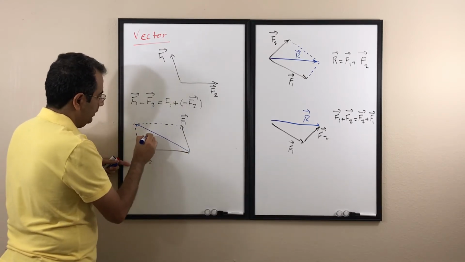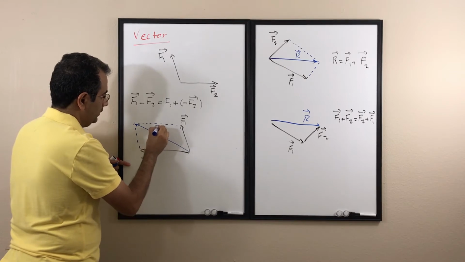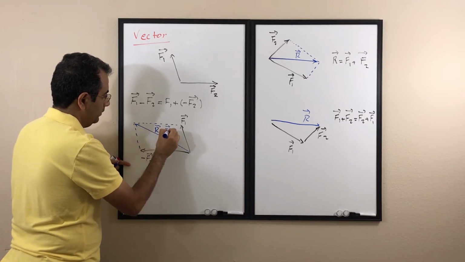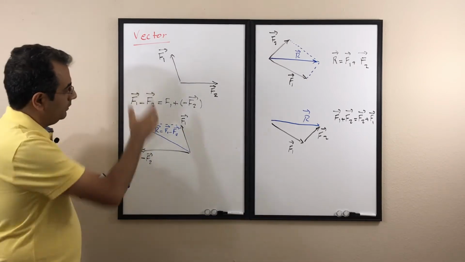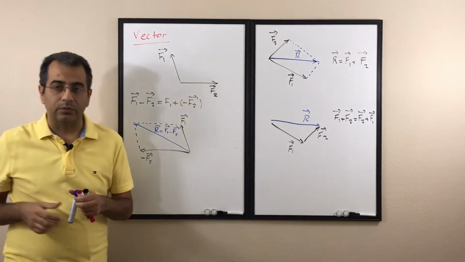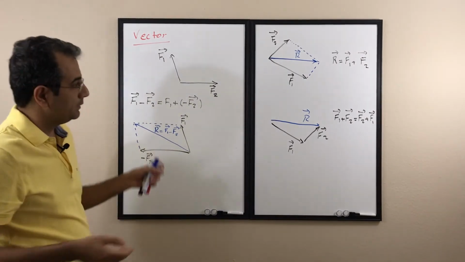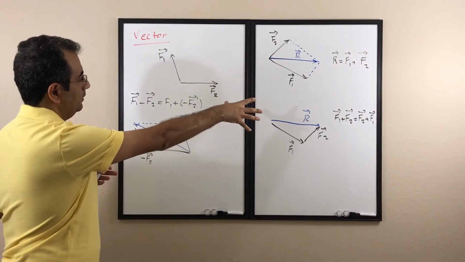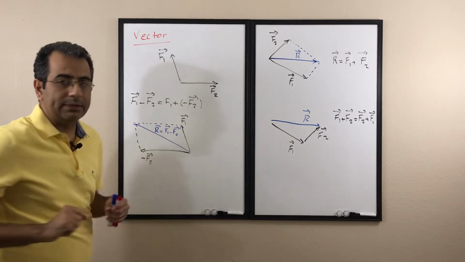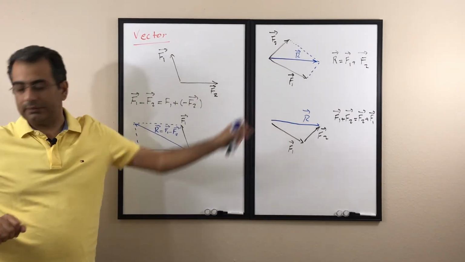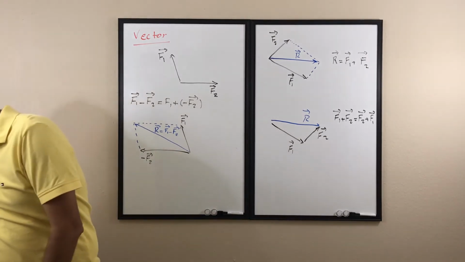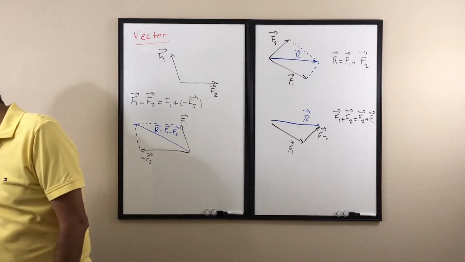And it's going to be R, which is f1 minus f2, that we use for our calculation. So that's basically how we add or subtract vectors from each other. And basically this one is the very same as the other ones, no difference between them.